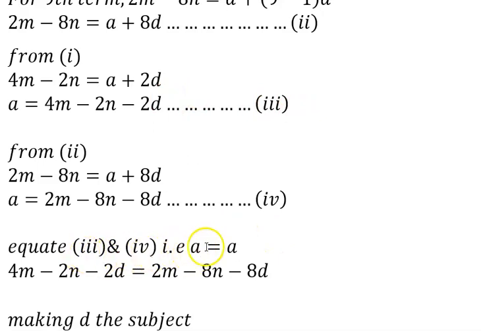If we equate 3 and 4, that is A and A, so we are taking 4M minus 2N minus 2D equal 2M minus 8N minus 8D. That's what we have here: 4M minus 2N minus 2D equals 2M minus 8N minus 8D. So all we just need to do is to make D the subject of our formula, because that is what the question says. Let's quickly go back.